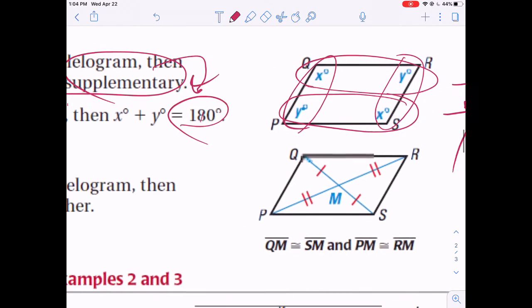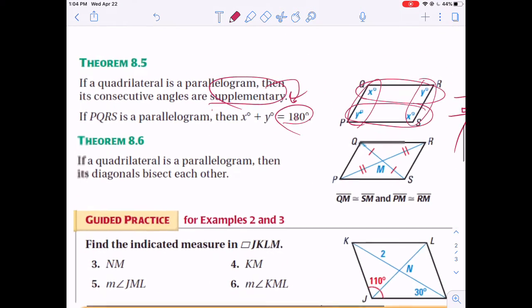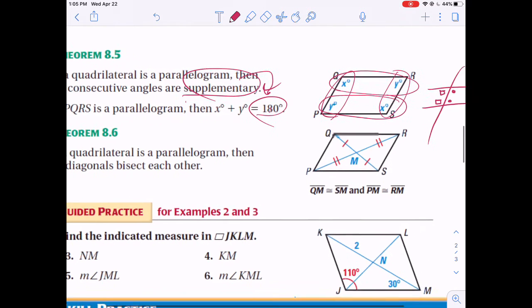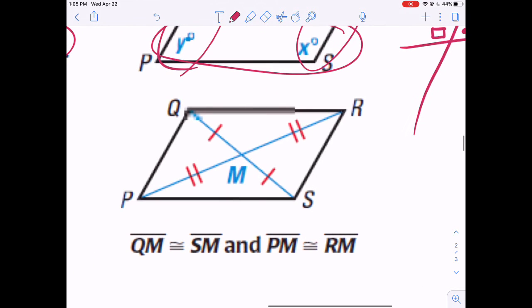Okay, and the other one, in fact, let me show it to you. We'll do the other one first then. Theorem 8.6 says if a quad is a parallelogram, then its diagonals bisect each other. What's a diagonal? Let's have a look. A diagonal is a line drawn on any quadrilateral, and you'll see other quads that have diagonals. But this is a diagonal right here. I'm drawing a line for you now. And here's another one. Both of those lines I just drew are diagonals.